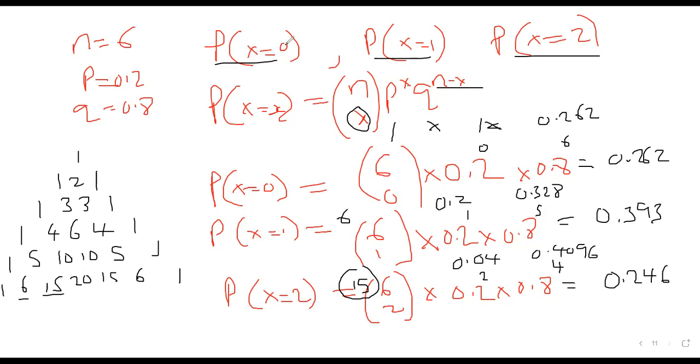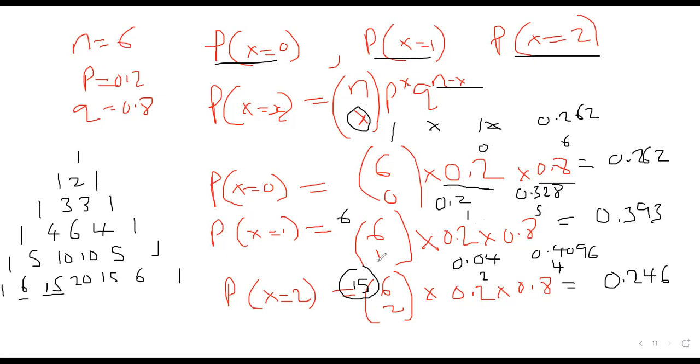So x is equal to 0, x is equal to 1, x is equal to 2. So this is the formula we're going to use: n combination x, p to the power x, q to the power n minus x. We started with x equal to 0: 6 combination 0. Then our p was 0.2, our q was 0.8. So the 0 comes on the p, and the difference 6 minus 0 comes here.